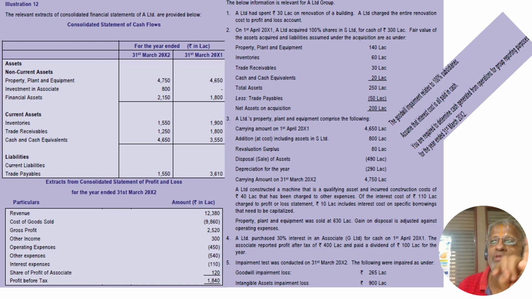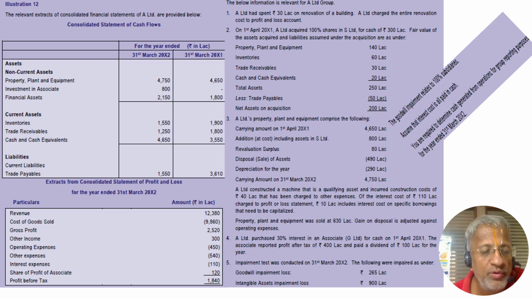So we will have purchase of PPE, and OCI 80 will be taken up there separately. Sale of PPE will be taken up, and investment made in associate, that being 710, will also be reported within brackets, that being the outflow. So this is what you have to take care of.